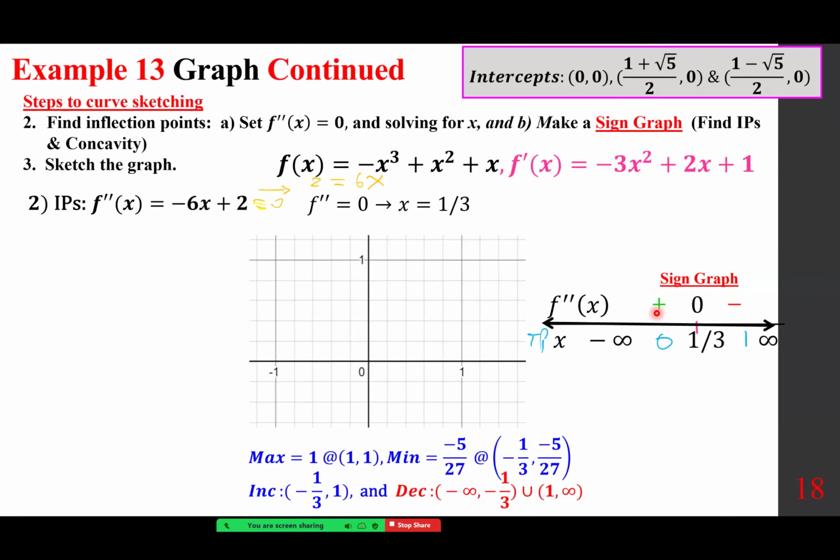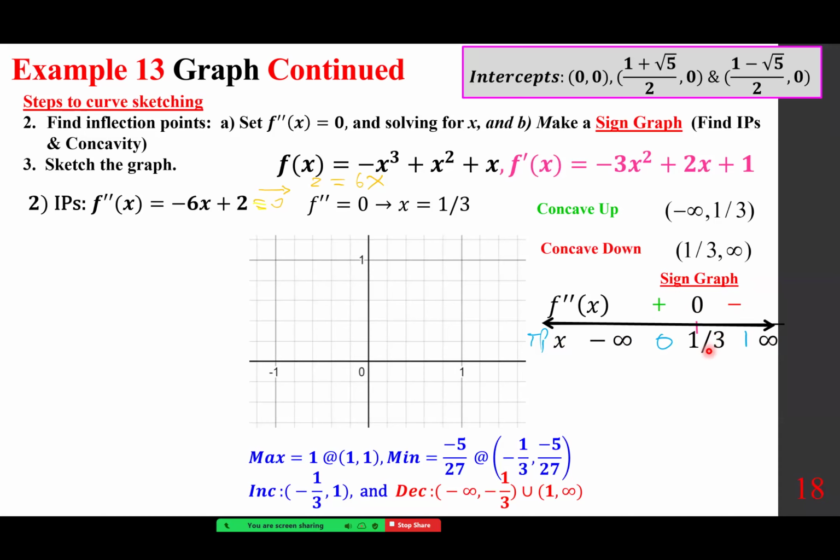Positive means what? Concave up. It is concave up from negative infinity to 1/3. Negative, what does it mean? Concave down from 1/3 to infinity. Furthermore, because of the change in sign, x equals 1/3 is the location of the IP, the inflection point.